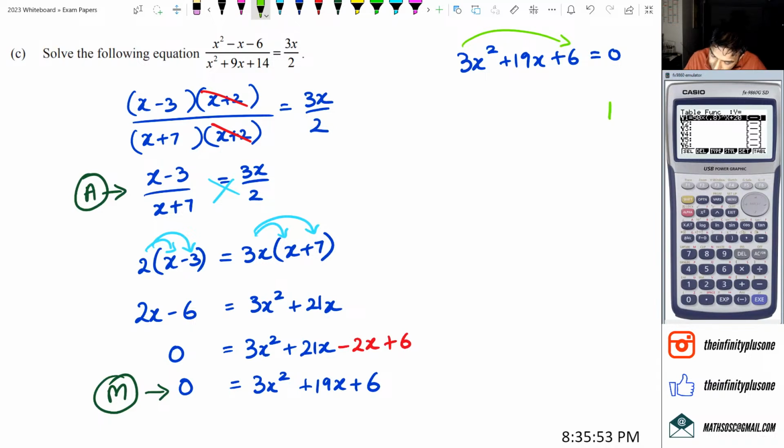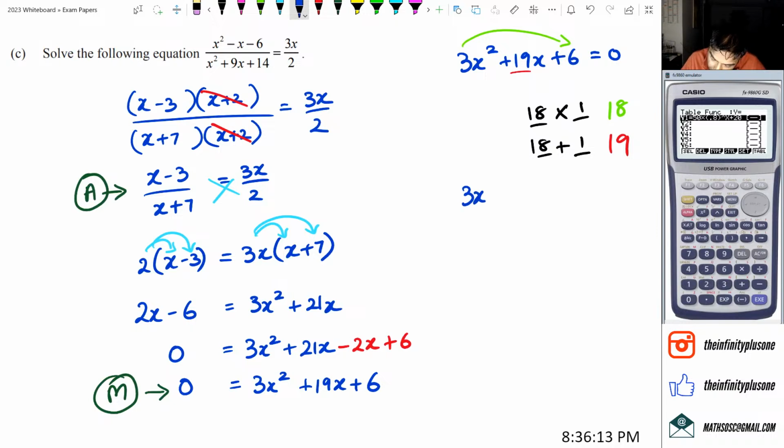3 times 6, I've got 18. I've got 19 in the middle. I am looking for two numbers that multiply to 18 and add to positive 19. So it's quite a nice one. It's just 18, 1, 18, 1.